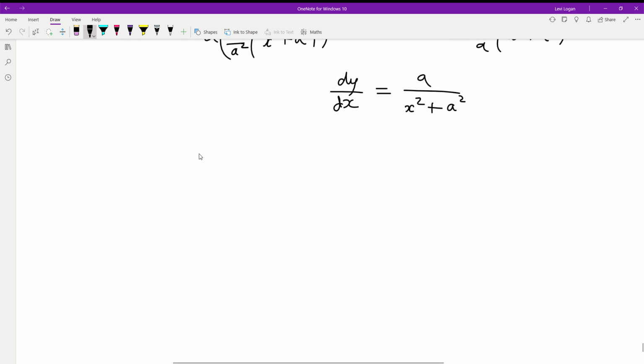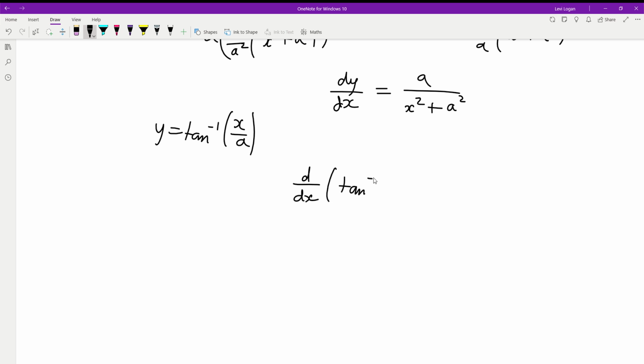So, finally, if y is tan inverse of x on a, dy/dx is going to be this guy up here. In other words, the derivative of tan inverse of x on a is equal to a on x squared plus a squared. Ta-da! And that is all the derivatives I'm going to be doing. If you want any more, go find something else.